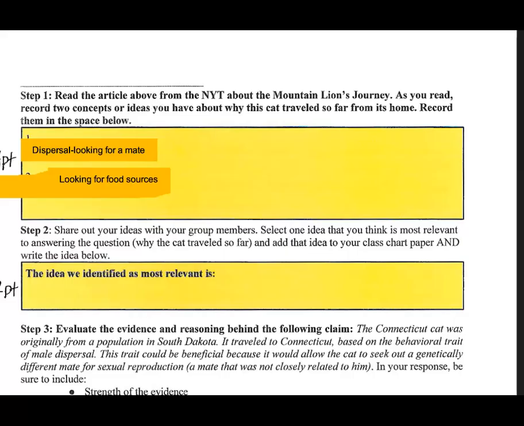The one that I think honestly is most relevant is the one that's listed in the article, which is the dispersal, looking for a mate. So that's what I came up with.